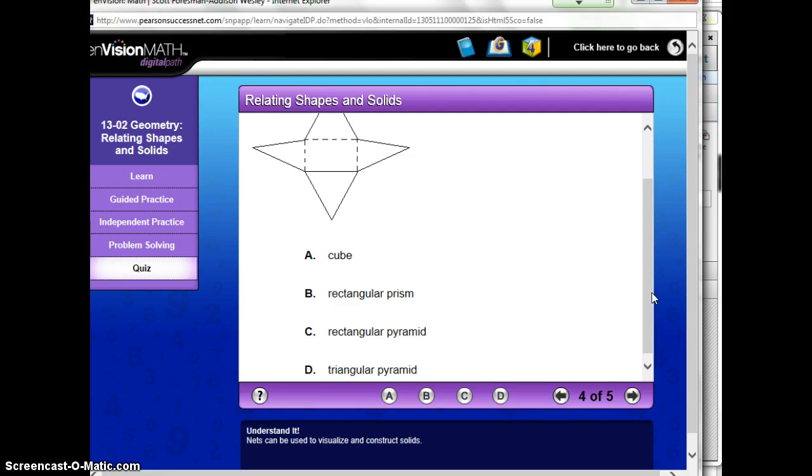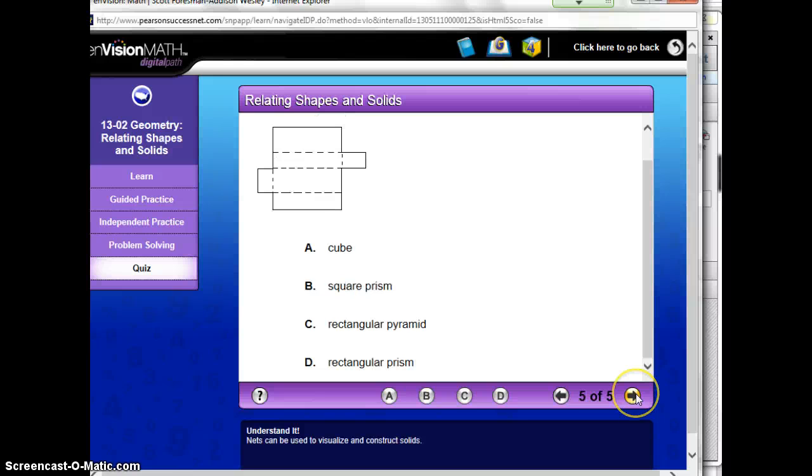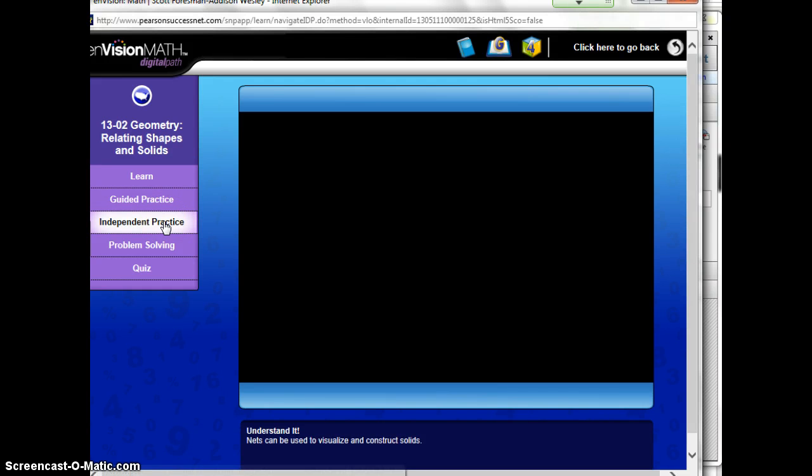Caden? A rectangular pyramid. Rectangle is our base. It's going to all bend to one point, so a pyramid. How about this one? Aaron? A rectangular prism. Now, if you notice, all of these faces are rectangles. All of them. But they're different size rectangles, aren't they? That's right.